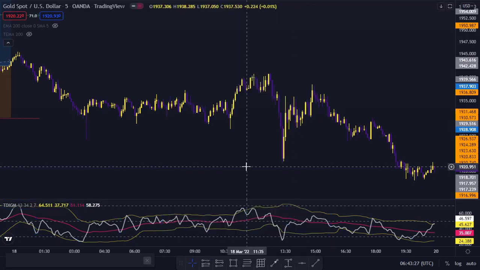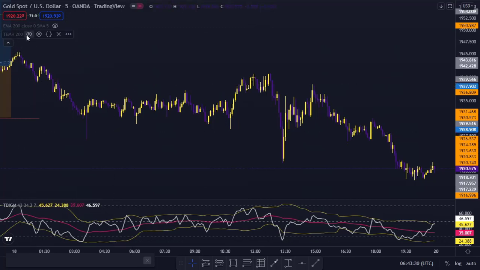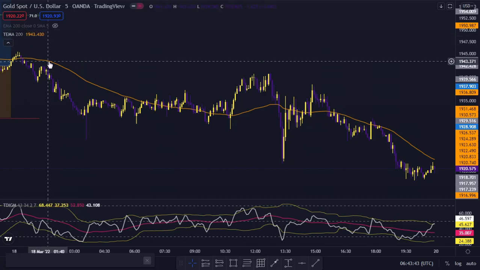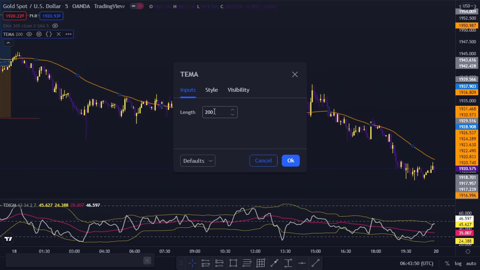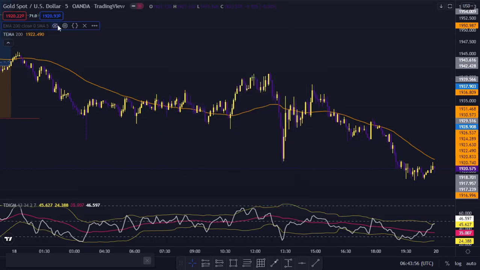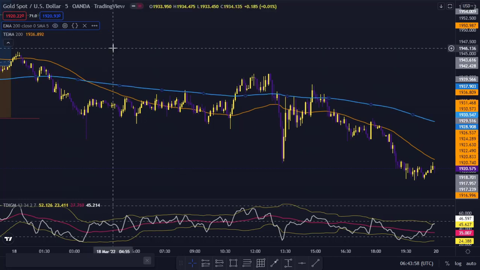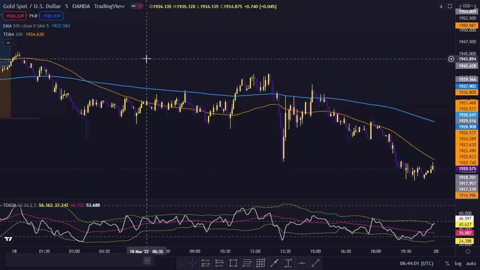The second indicator which I added for this was the TEMA. The TEMA is a different kind of MACD, so you can just type TEMA and set that to 200. That's the only thing I did with this one. This was the color I used, and I set it to 200. And then you want to have the normal 200 EMA also on your chart. So these are the 3 indicators which were used, and guess what, this is simple.